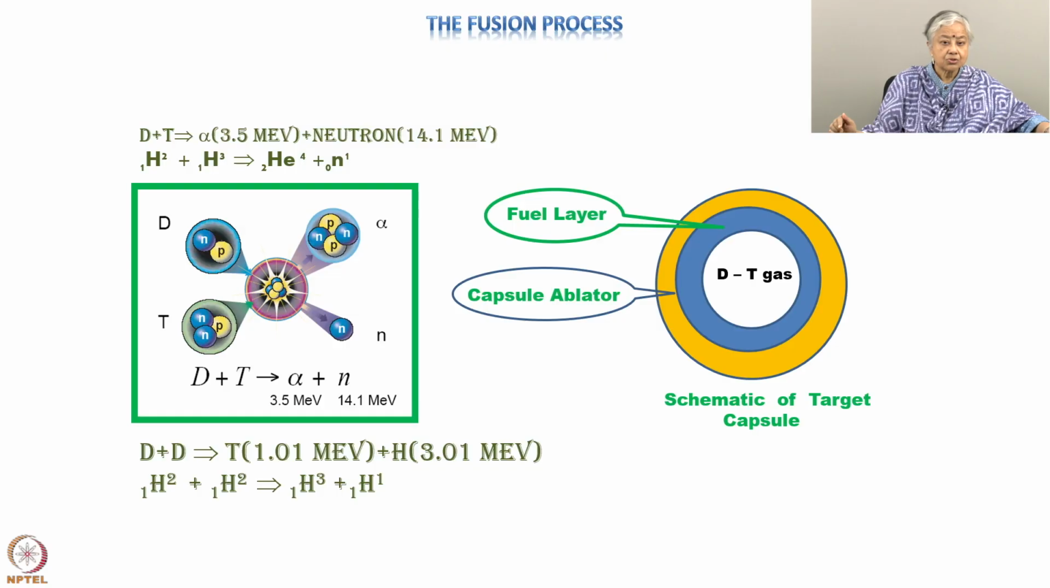So, helium here is that alpha, and then one neutron. Neutron is a single neutron which is carrying away 14.1 MeV energy. You could have a similar fusion reaction, but with DD here.